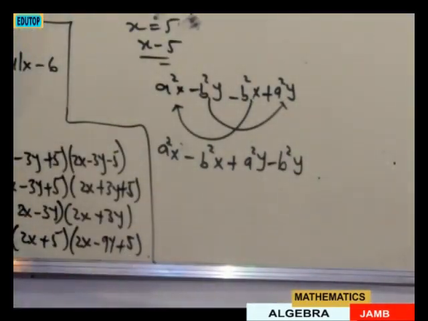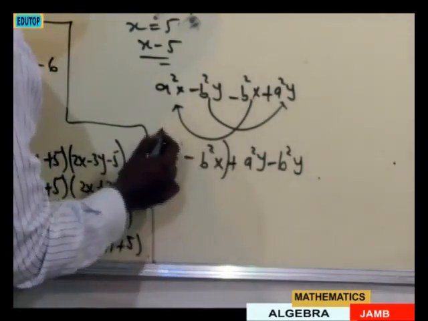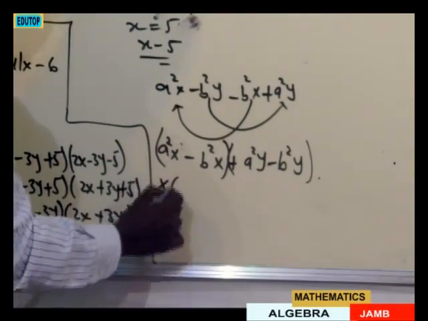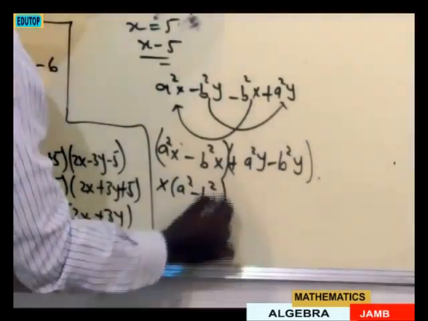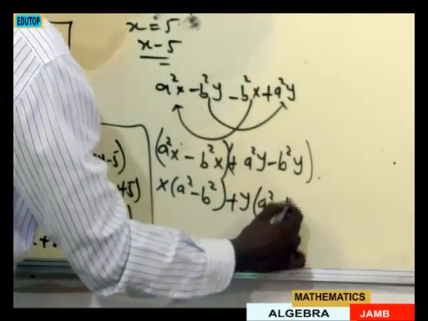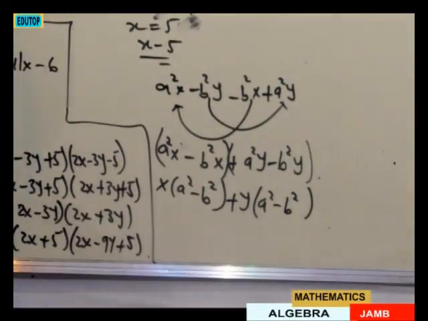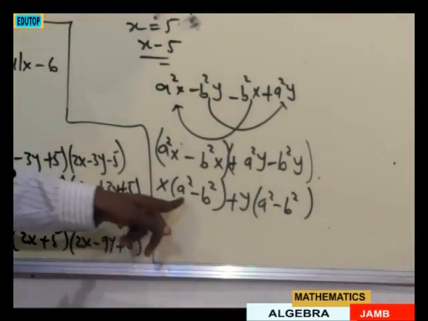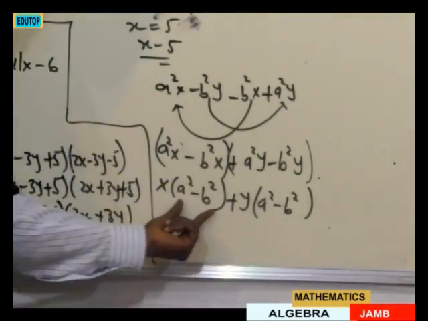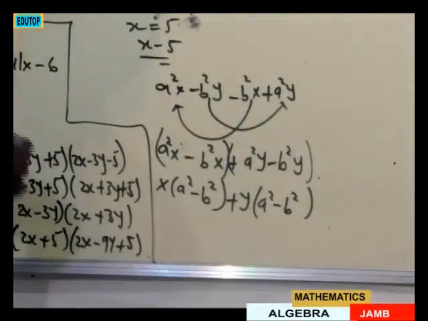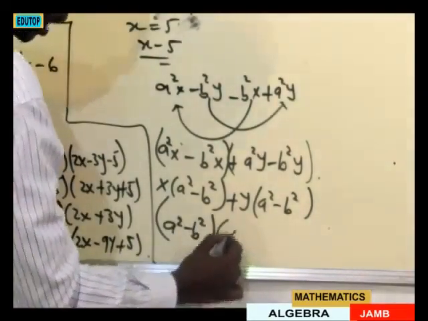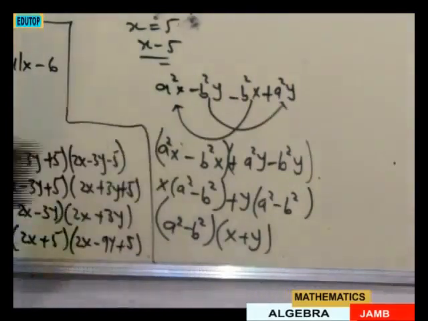That's what I have. Then what is common to this? Let's dissect this way. X is common, so I have x into a square minus b square. What is common to this? Y is common, plus y into a square minus b square. Then what is now eventually common? A square minus b square is common. So a square minus b square is here, a square minus b square is here. So I'll just say a square minus b square. Then what will I be left with? X plus y.